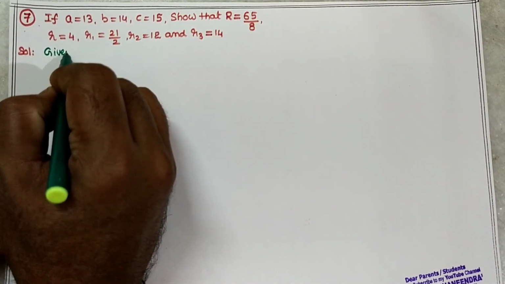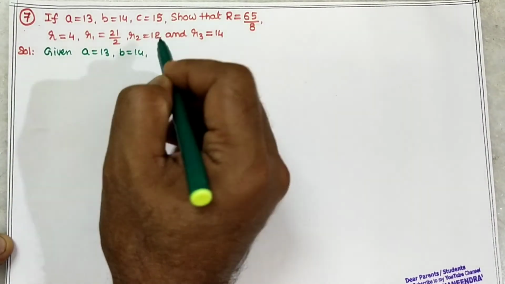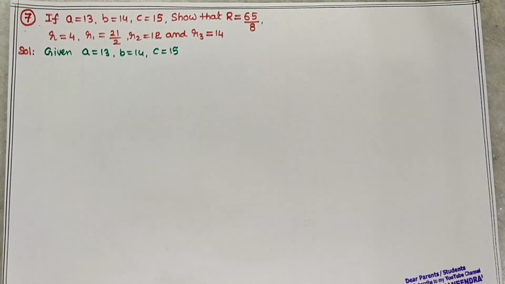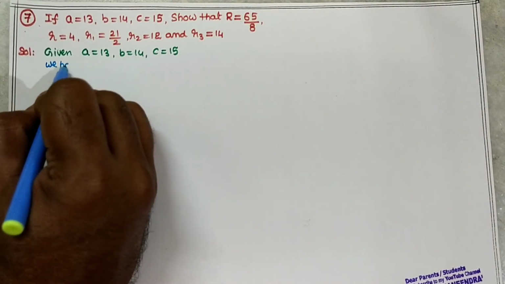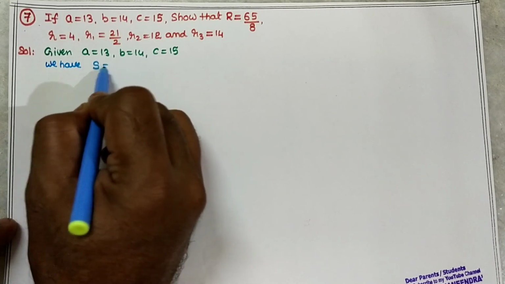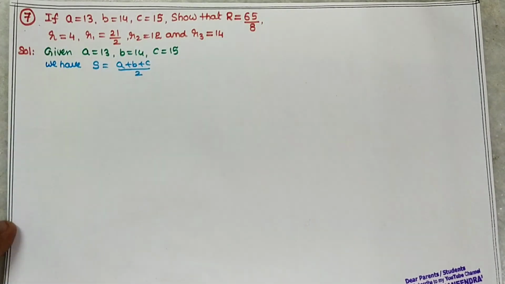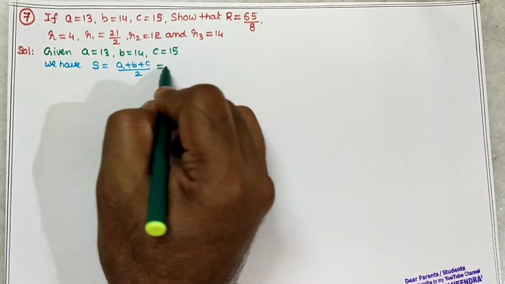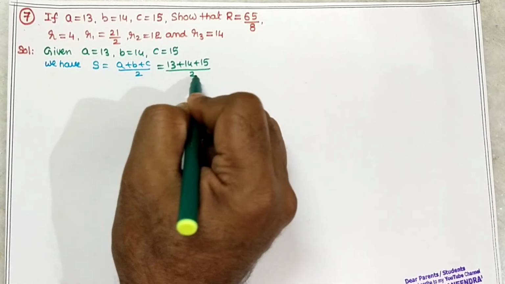Given a equal to 13, b equal to 14 and c equal to 15. The relation between a, b, c we have that s is equal to (a plus b plus c) divided by 2. So in this formula you have to substitute the respective values: 13 plus 14 plus 15 divided by 2.